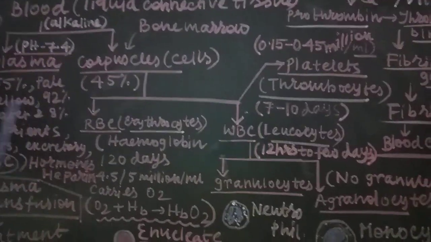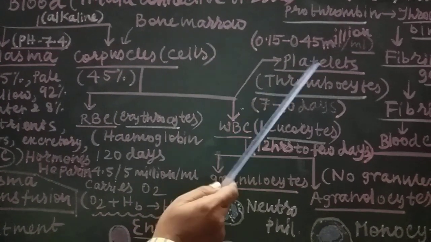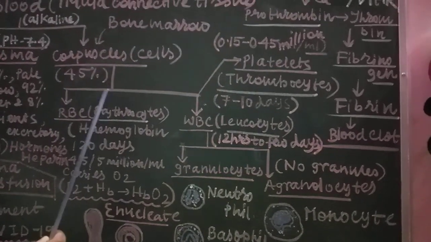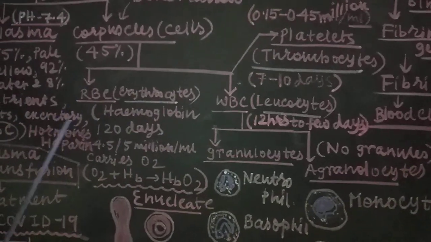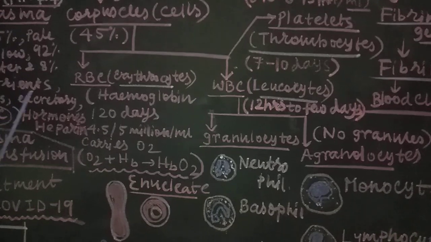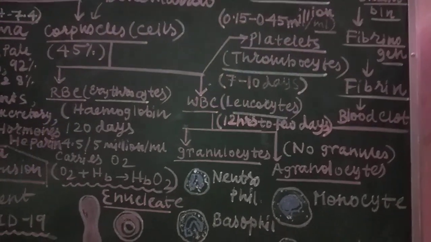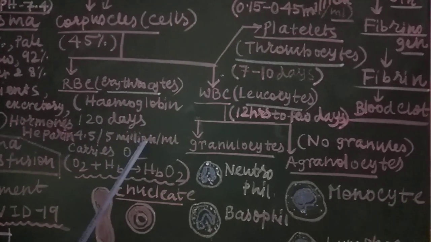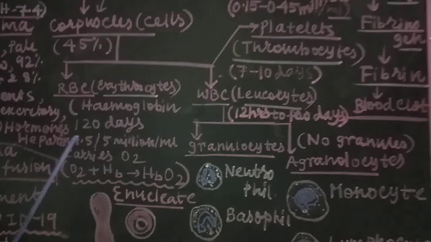Now about the blood cells, they constitute 45% of blood. Blood corpuscles are of three types: RBC, WBC and platelets. RBCs are also known as erythrocytes. Erythrocytes contain a very important pigment called hemoglobin. It is an iron containing pigment due to which blood is red, and these RBCs remain in our blood for about 120 days. This is their lifetime. There are 4.5 to 5 million RBCs per ml of blood.